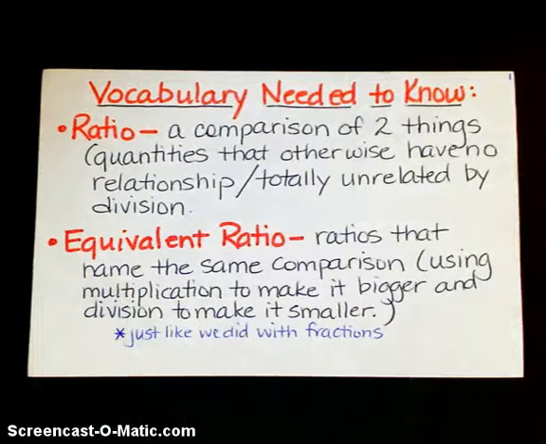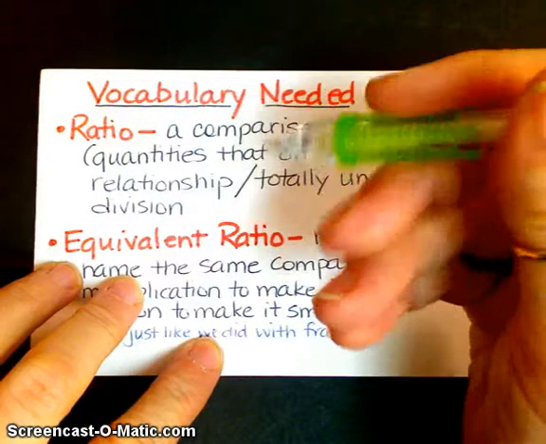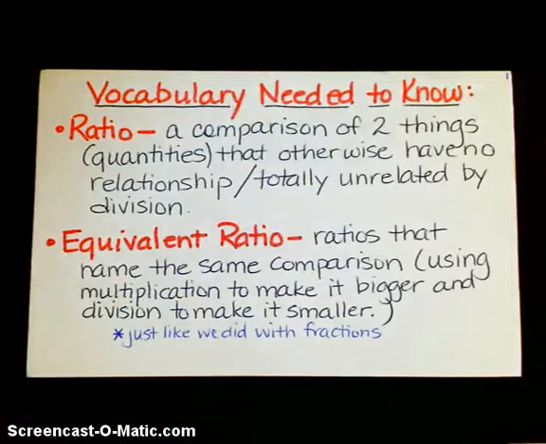The first thing I want to go over with you are 4 needed vocabulary words that you're going to have to be familiar with. The first is ratio. A ratio is a comparison of 2 different things or quantities that otherwise have no relationship or are totally unrelated, and we compare these by division. An example would be pizza and kids.